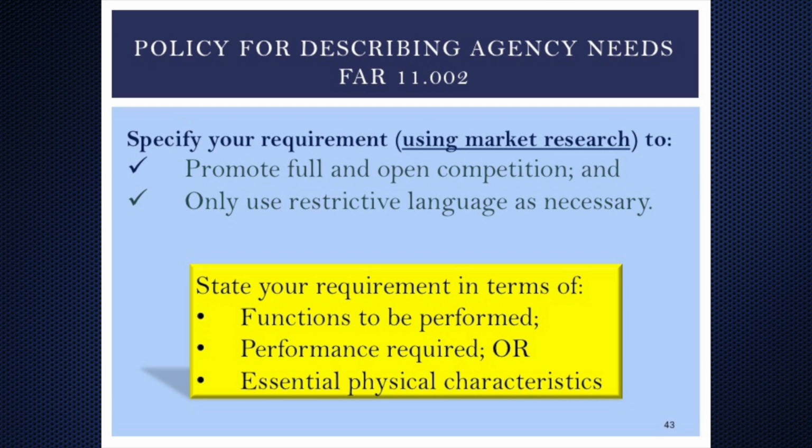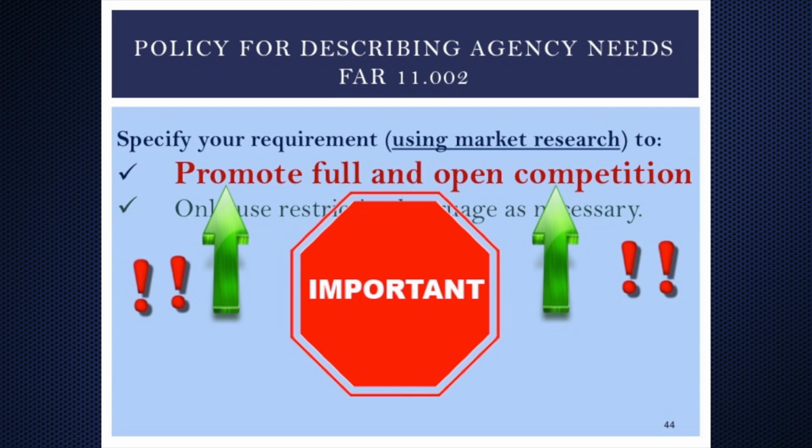So, if you think a Wilson volleyball is the only volleyball for you because it has the best bounce characteristics, whatever that is, then explain it that way. Say, I need a volleyball that can bounce however many feet, if you really think that's important. But remember, what we are starting to go into is restrictive language. So is that restrictive language necessary? These are the things that you need to think about. So I'm going to emphasize again, promoting full and open competition is what the goal is here.